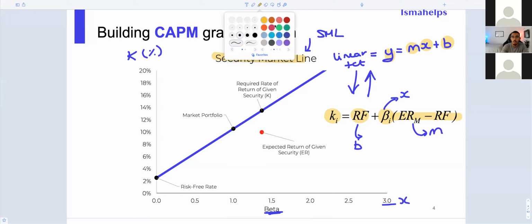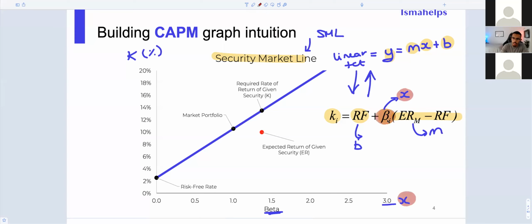If we do the exercise one more time, we notice how x is right here. So beta is going to be our x slider. We notice that whatever output we get is going to give us Ki, which is our required rate of return, which is going to be on our y-axis.